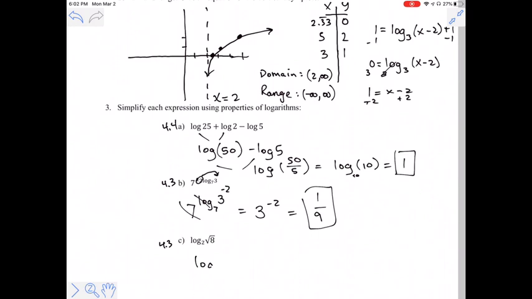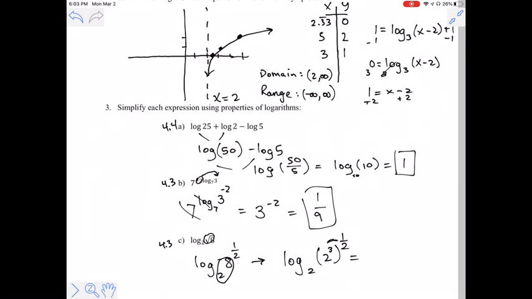Okay, the trick on part C is to remember that roots, square roots, cube roots, any type of root, don't mix well with logarithms. So go ahead and change that to 8 to the 1/2. And then we've got to try to match bases here. Base 2 and an 8. 8 is a power of 2. So instead of 8 to the 1/2, I'm going to write that as 2 cubed to the 1/2.